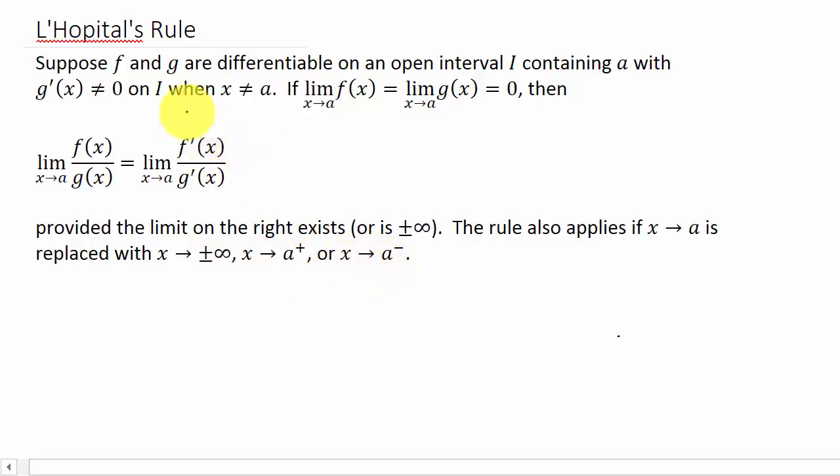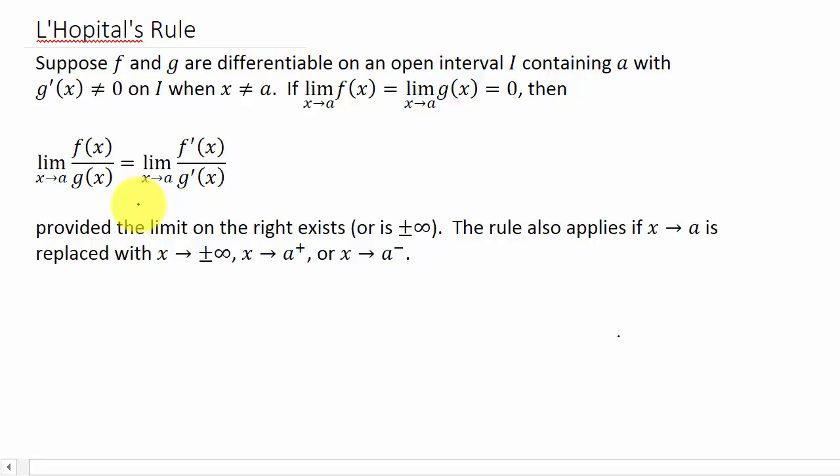Alright, so what we're dealing with here is if we're taking the limit and we plug this a in for x and we end up with 0 over 0, then L'Hopital's rule is saying we can take the derivative of the numerator and the derivative of the denominator and the limits will be the same. And it's also going to be true if we plug a in for x and we get infinity over infinity or negative infinity over negative infinity. Okay, we can do the same thing.